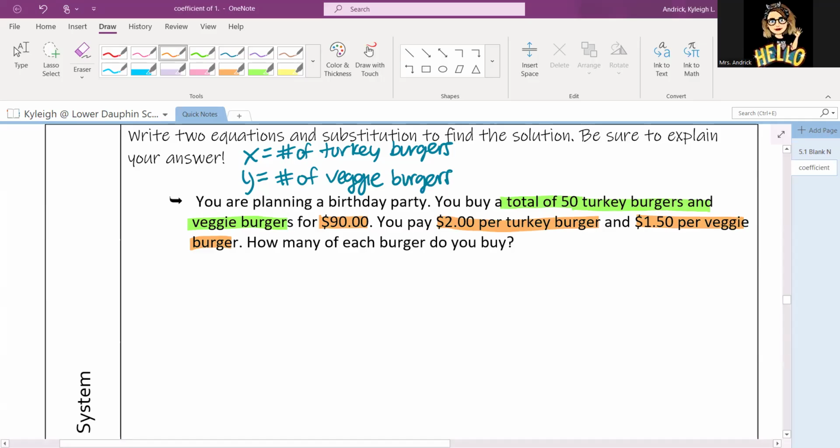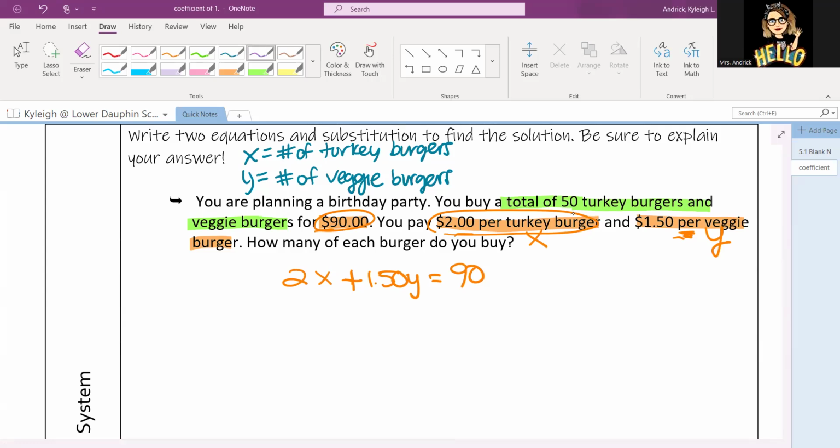I'm going to do all the money first. Turkey burgers, x. Veggie burgers, y. The word per tells you to multiply. So my first equation is 2x plus 1.50y equals the other money of $90. Okay, so money goes together in one equation, and then we're just putting the variables with it. The other equation is this 50, but it says a total of 50. So we don't know how many of each there are, but we know between the turkey and the veggie, there's 50 burgers.